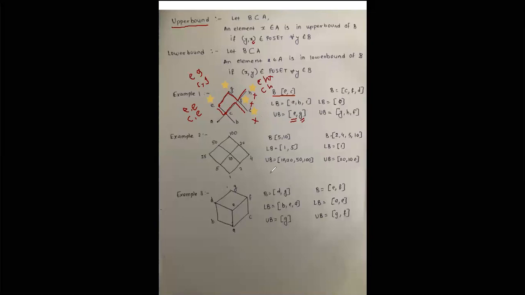Okay, so let's see for the same diagram what the lower bound is. The lower bound says that again the set B, which is a subset of set A, satisfies the condition that the ordered pair (X, Y) belongs to the poset for all Y belonging to B. We have been given E and C. Lower bound means we need to find elements present on the lower side of the elements of set B. So A, B and even C are the three elements which exist on the lower side of set B.